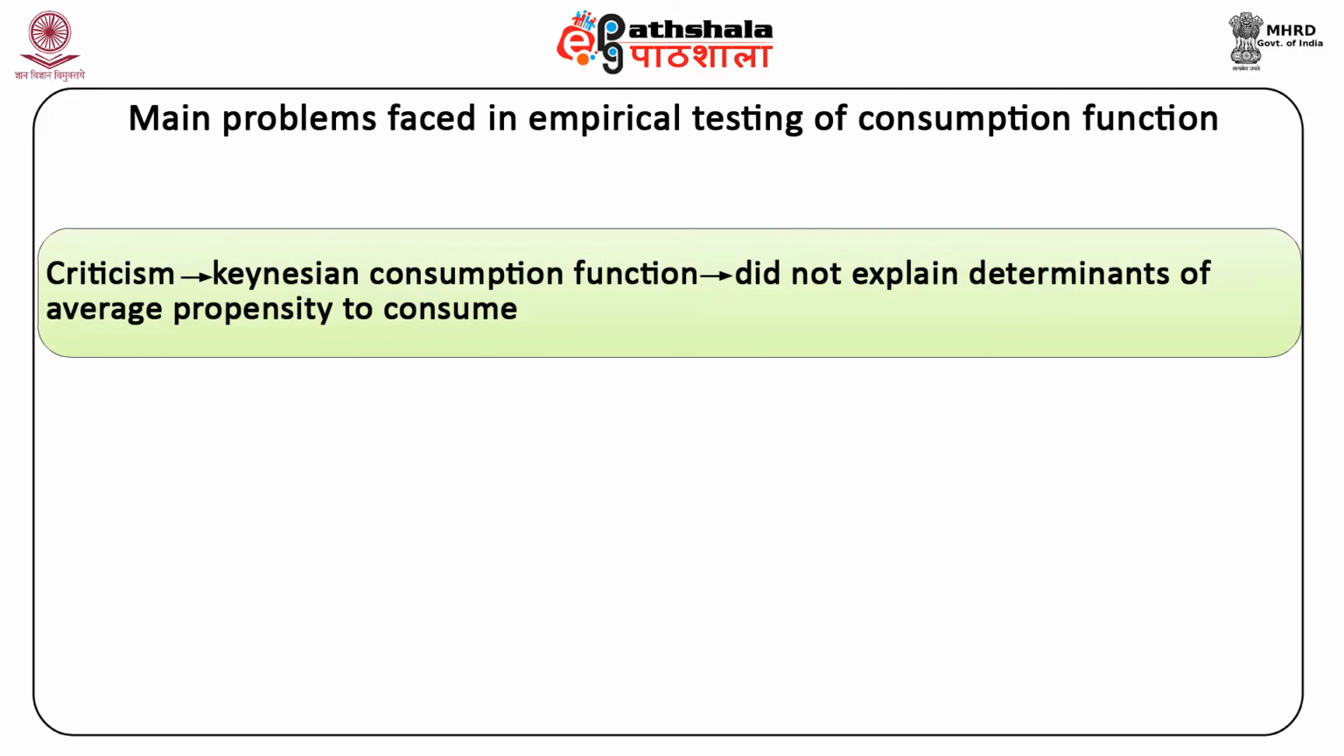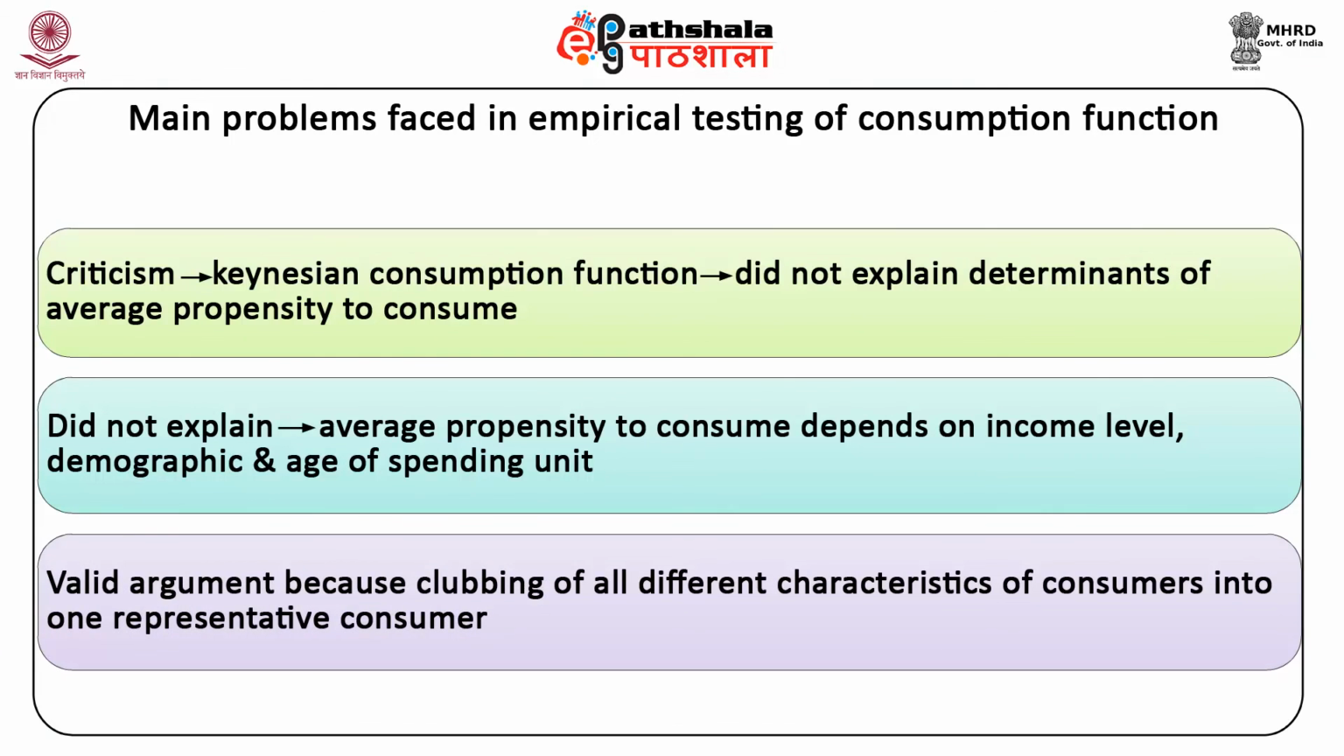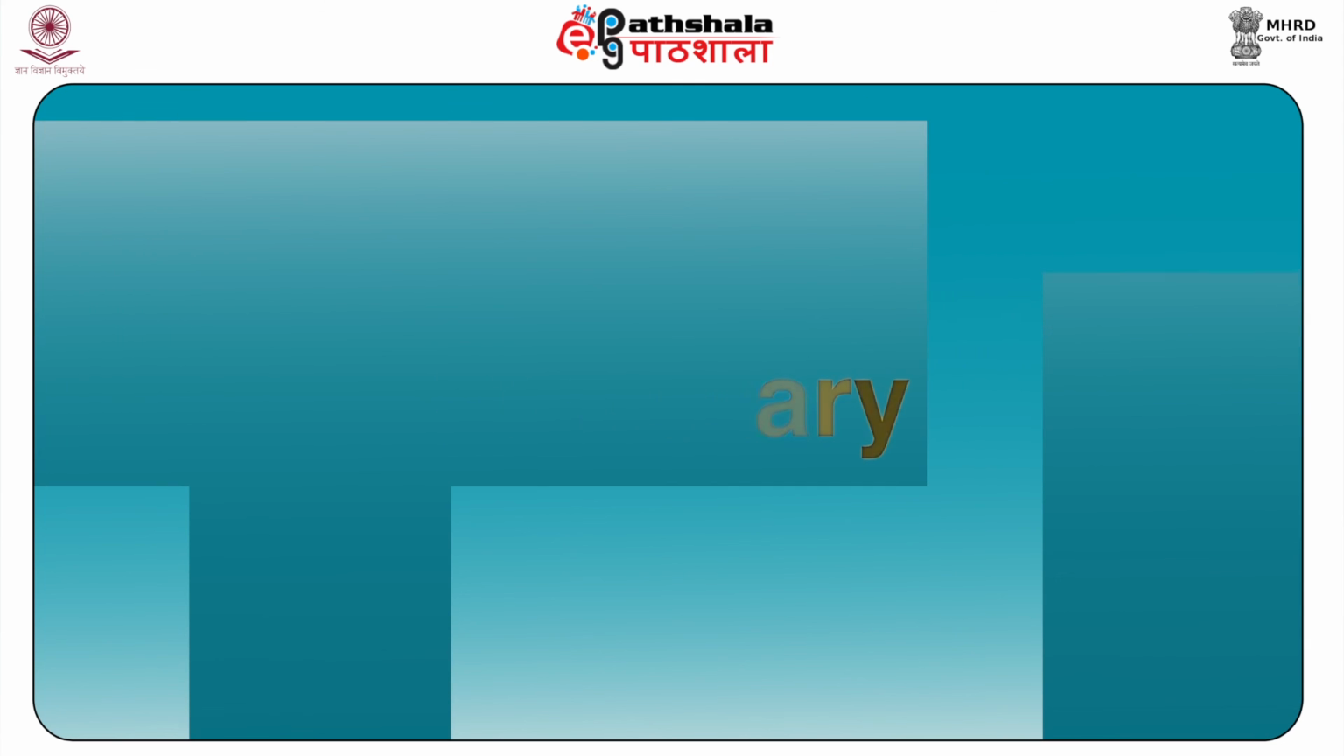Another criticism about the Keynesian consumption function was that it did not explain the different determinants of the average propensity to consume. The Keynesian function did not explain that the average propensity to consume depends on the income level, demographics, and age of the spending unit. This seems to make a valid argument because clubbing all the different characteristics of consumers into one representative consumer is an oversimplified explanation. Let us now summarize what we have learned in this module.